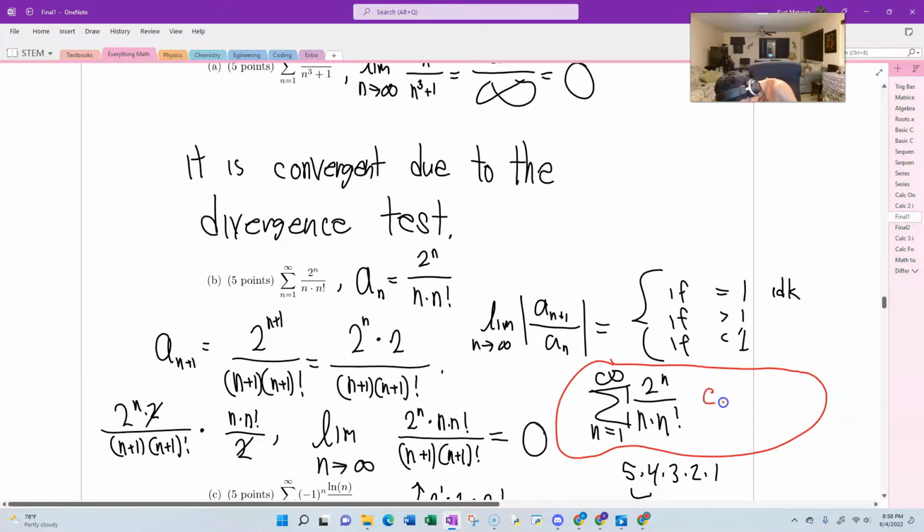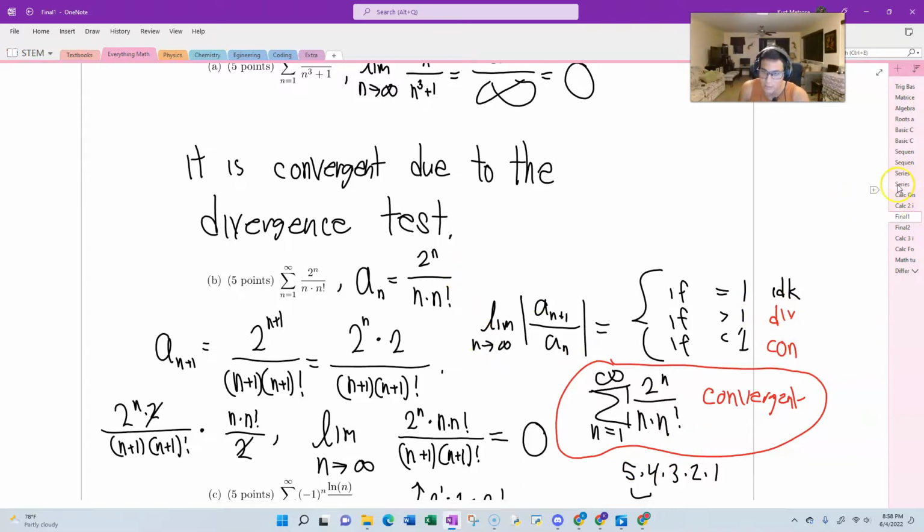Convergent. If it's greater than 1, then it diverges. If it's less than 1, then it converges. There we go. Sorry, I wrote that wrong. Here you go. I hope you guys saw that when I was writing that.